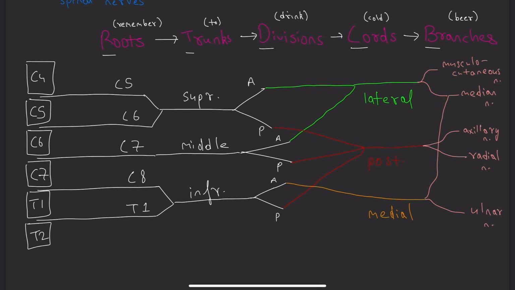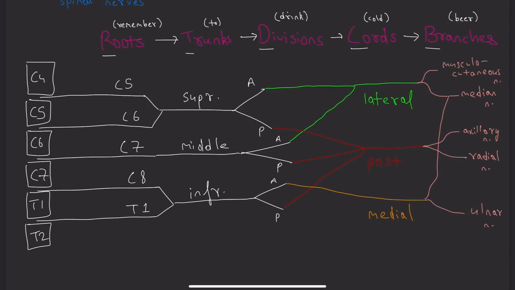So these are the five main nerves of the brachial plexus that we must remember, and I'll repeat their cords once again. The musculocutaneous nerve is a branch of the lateral cord. The median nerve is formed by one branch from the lateral cord and another branch from the medial cord. The axillary nerve is a branch of the posterior cord. The radial nerve is also a branch of the posterior cord, and the ulnar nerve is a branch of the medial cord. These are the five main branches.